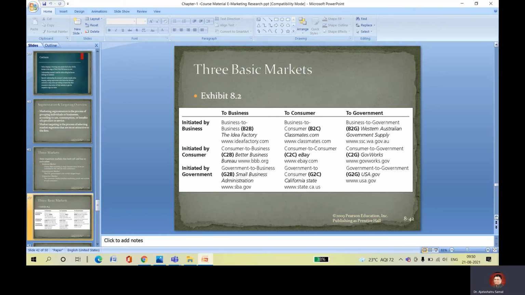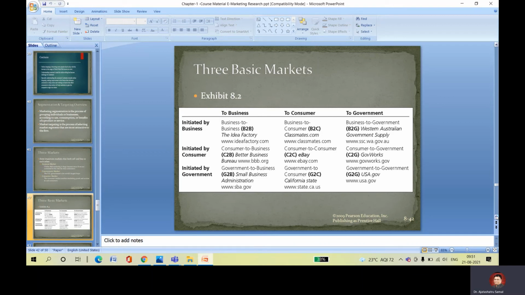Three basic markets: business, consumer, and government. Initiated by business: business to business, the best example is ideafactory.com. Business to consumer, B2C, for example classmate.com. Business to government, for example Western Australian government supply, www.ssc.wa.gov.au. These are called business to government.